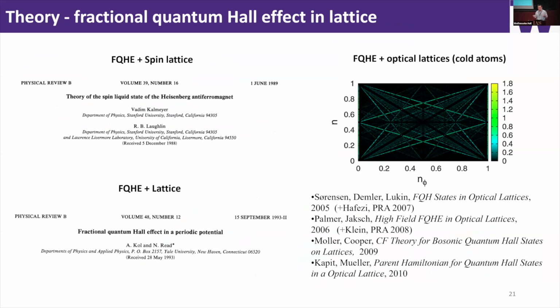How can we realize the fractional version of this quantum anomalous Hall effect? There are already a lot of models along these directions. For example, here I highlight a paper from Laughlin. He studied the fractional quantum Hall effect in spin lattice systems. There are also models of fractional quantum Hall plus a periodic potential, basically in lattice systems, by Nick Read. In the early 2000s, when cold-atom quantum simulators became really powerful, there were a lot of theory proposals for how you can realize the fractional quantum Hall effect in an optical lattice system.